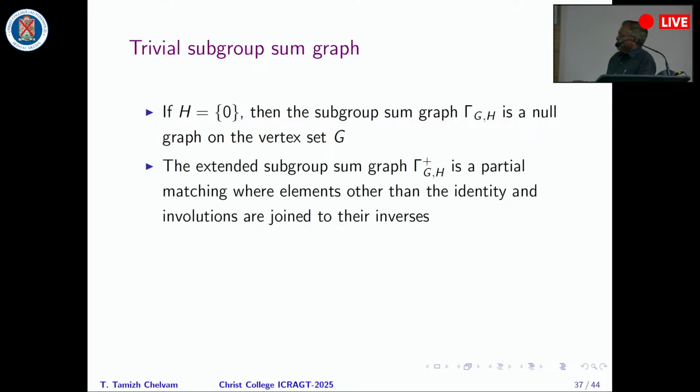Okay. And the extended subgroup sum graph is a partial matching where the elements other than the identity and the involutions are joined to their inverses. Structurally, what is the difference between the subgroup sum graph and the extended subgroup sum graph? The extended subgroup sum graph can be obtained from the subgroup sum graph by joining all the elements to the identity element, because x plus 0 is equal to x, and all the elements which are involutions, x plus x equal to 0, that is x equal to minus x. Therefore, this is the extension of this.